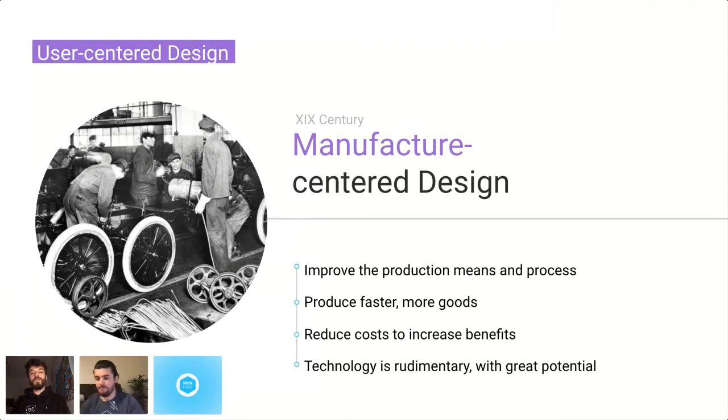During this, it was not about the user. It was about making as much as possible, producing as much as possible, reducing costs. There was technology that emerged and made it possible, electricity and the internal combustion engine, that made it possible to industrially produce a lot of products.